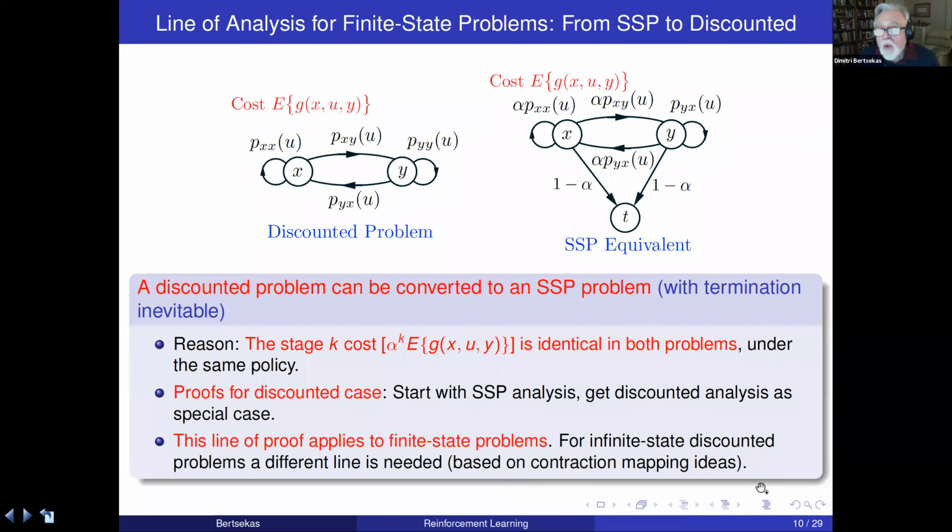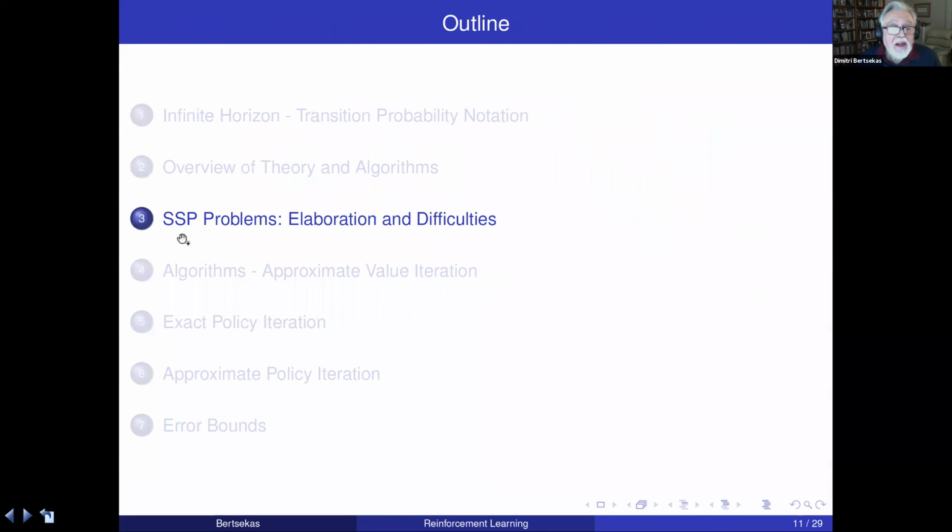Okay, so now what we're going to do is go into stochastic shortest path problems and weaken the assumptions a little bit and see what may happen after that. Are there any questions so far? Okay, guys, moving right along. So let's go into stochastic shortest path problems and elaborate.